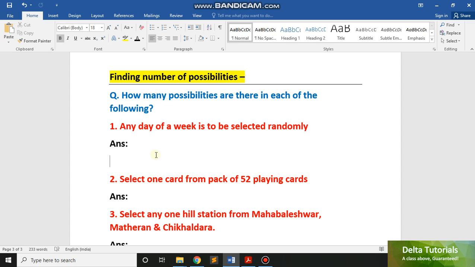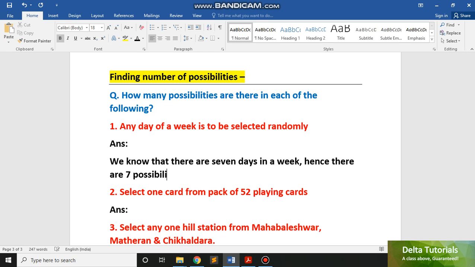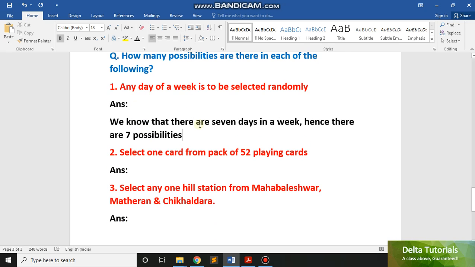So the first one is, any day of a week is to be selected randomly. Now we all know that there are 7 days in a week: Sunday, Monday, Tuesday, Wednesday, Thursday, Friday and Saturday. So while writing the answer also we should properly mention all these things. We know that there are 7 days in a week. Hence, there are 7 possibilities.